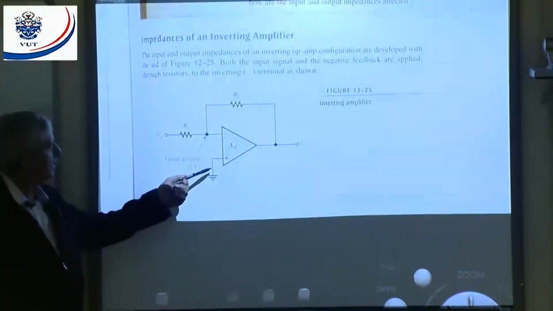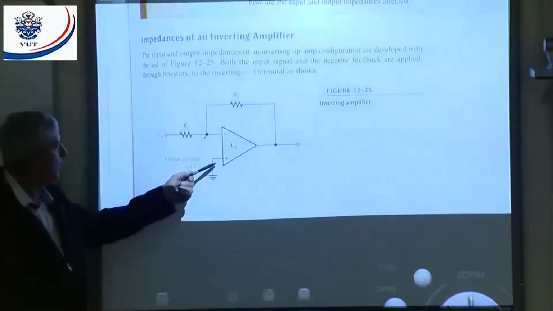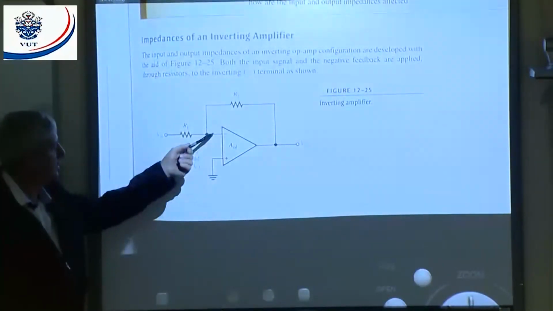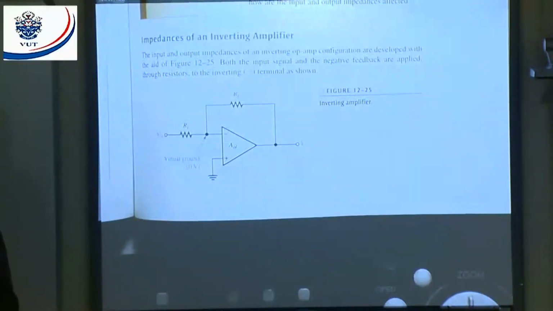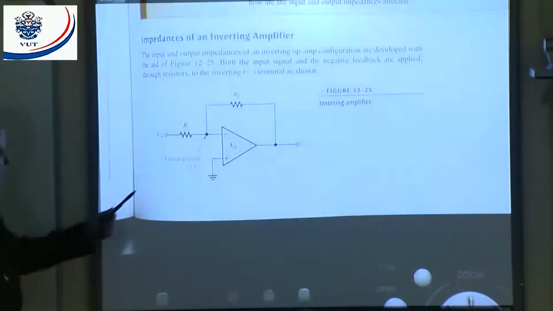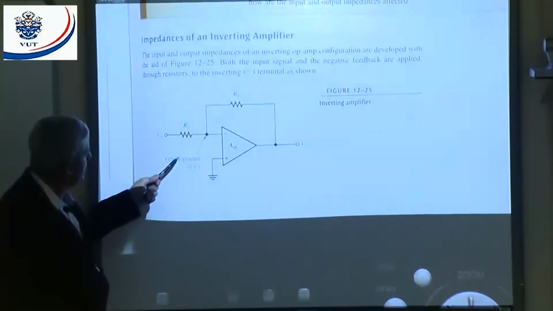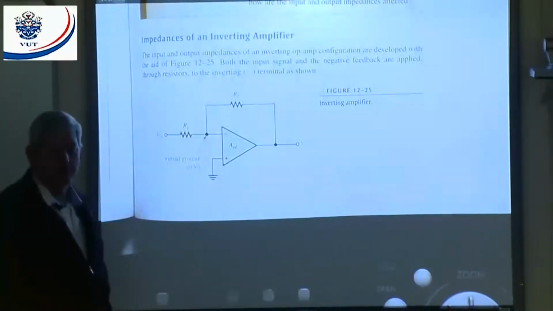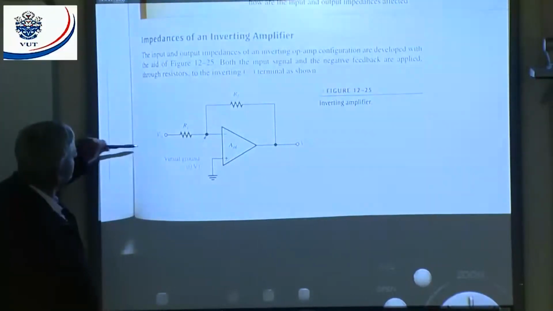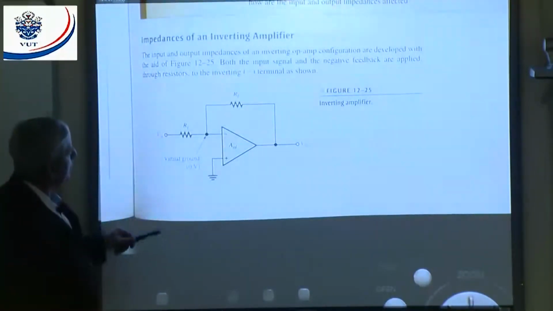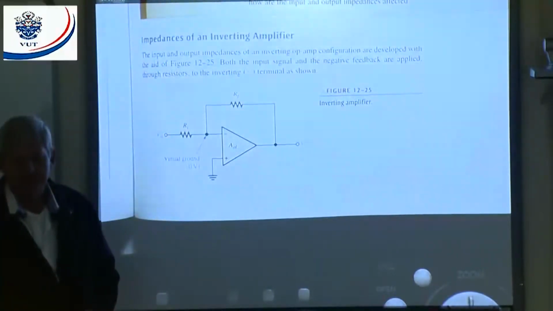And here on the next page, they will tell us that. That's why they will say, if you have a look here, they will show us here virtual ground and they will show us R in. That's why they will say Z in of an inverting amplifier is approximately equal to R in. Why approximately equal to? Because the impedance of the device is in parallel with that.